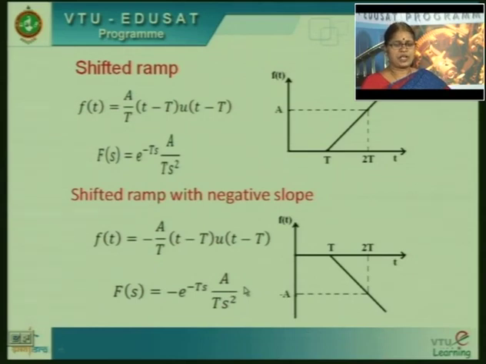Now, we have seen what is the Laplace transform of a ramp function, what is the Laplace transform of a shifted ramp function, and what is the Laplace transform of a ramp function whose slope is something other than 1.